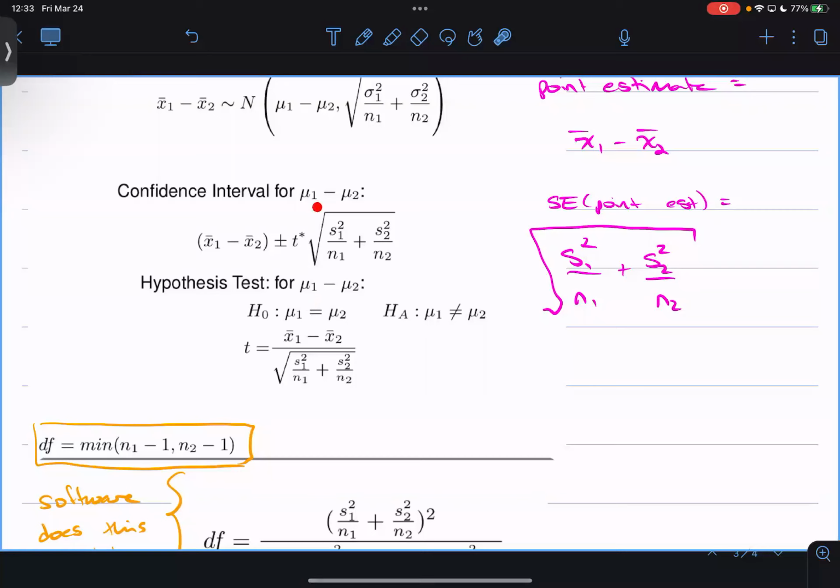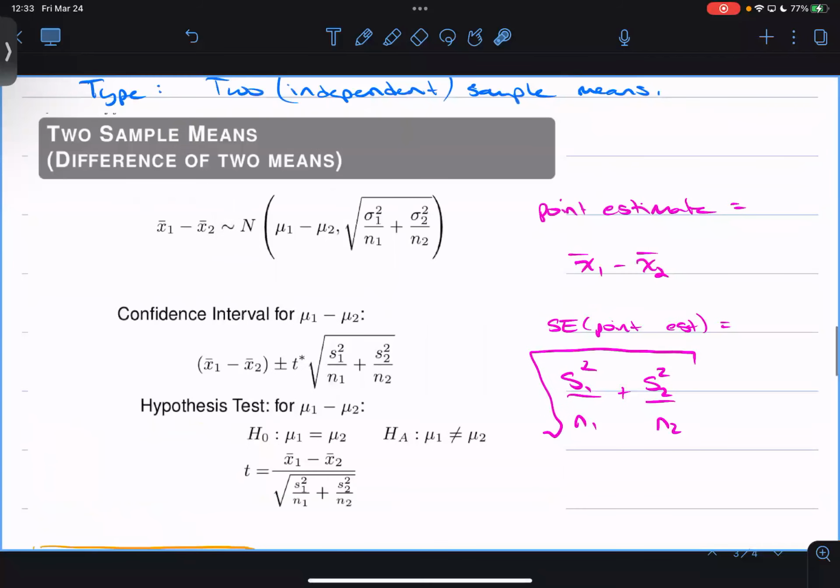Our confidence interval is about mu1 minus mu2. So it's going to be about the difference of the means as opposed to the mean difference, which is what we were just talking about. So kind of a mind twist there. You want to keep them really straight. The point estimate for a difference of means is x1 bar minus x2 bar. It doesn't matter which one you make group 1 and which one you make group 2, as long as you're consistent. And we've seen that before for two sample proportions.